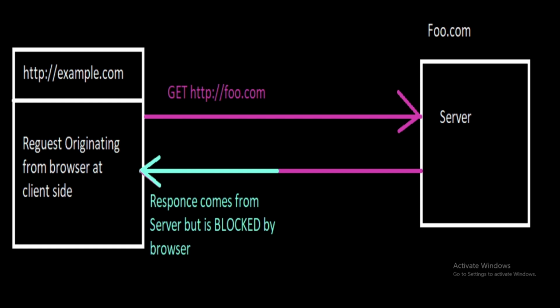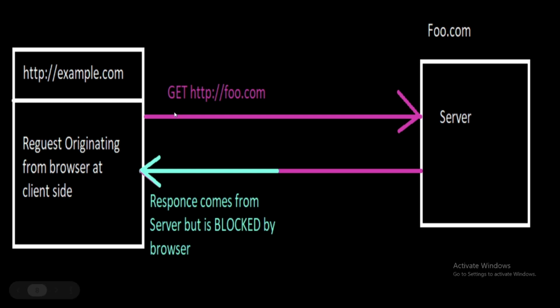Okay, so here let's have an example. Suppose we have one browser which is browsing example.com. That request is originating from the browser on the client side, and the browser sends the request to the server, which is foo.com. So it's sending a GET request to foo.com. What will the server do? The server sends a response to the browser.